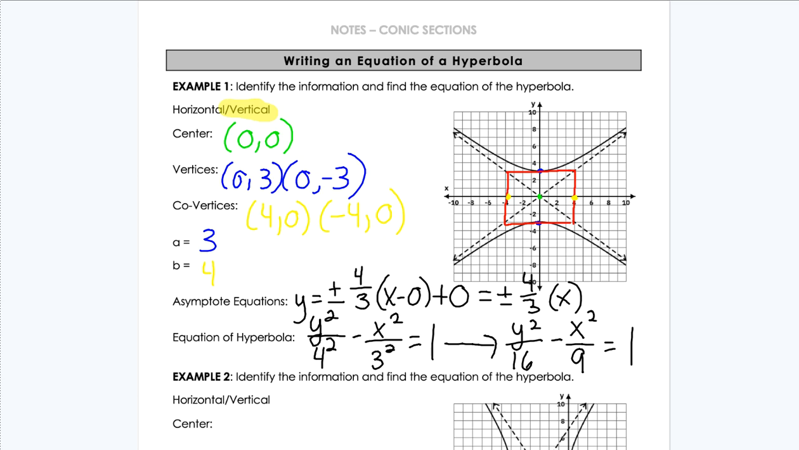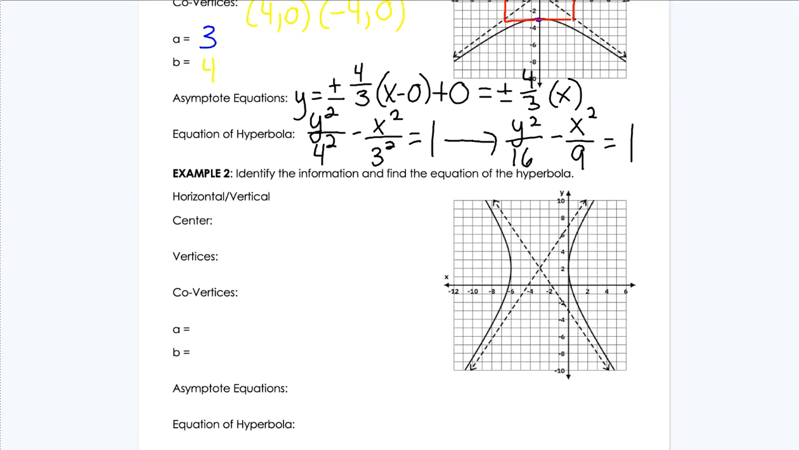All right, let's try one more. So this time in example 2, when I look at my graph, I can see that this one is horizontally oriented. It's facing the left and the right, or the x-axis is more where it's oriented. So that helps me there. Then I can use my picture to identify my center here. The coordinates of that center are -3 and 2.